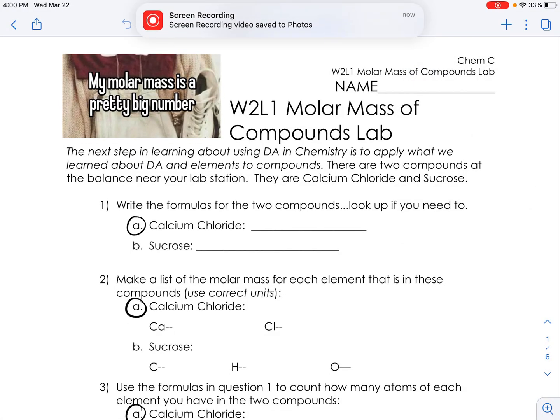All right, you guys, for this video, I am going to be talking about the molar mass of compounds lab. So you're going to want to have that up with you. In the molar mass of elements lab, I didn't walk through a lot of problems. In this one, I'll walk through a couple more. It's good to see an example. So this beginning part, we're going to get right into it.